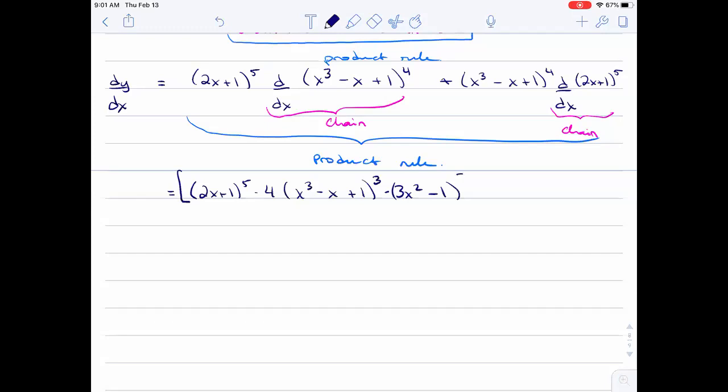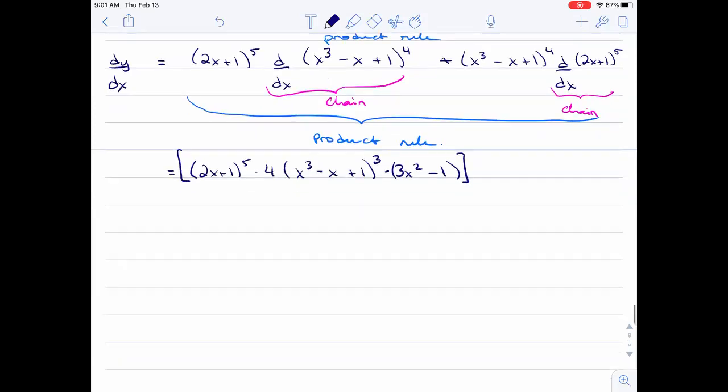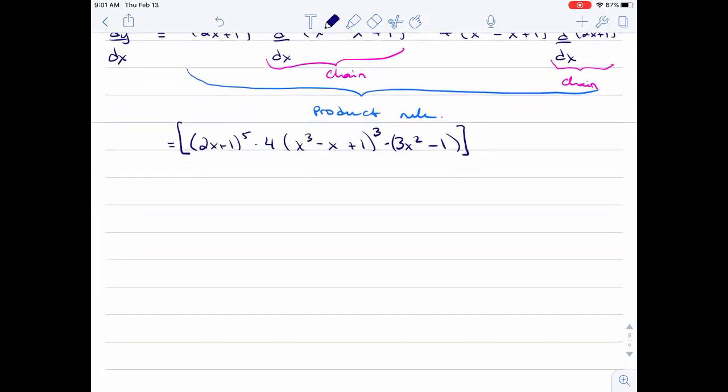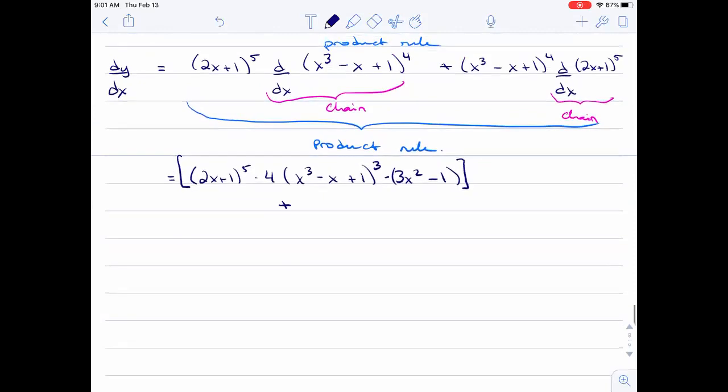I'm going to throw just big square brackets around here just to indicate that that's the first chunk, and now I'm dealing with the second chunk. And I know I'm going to run out of room, so I'm just going to put it over here, down here. Plus, keeping that x to the 3 minus x plus 1 to the 4th steady.